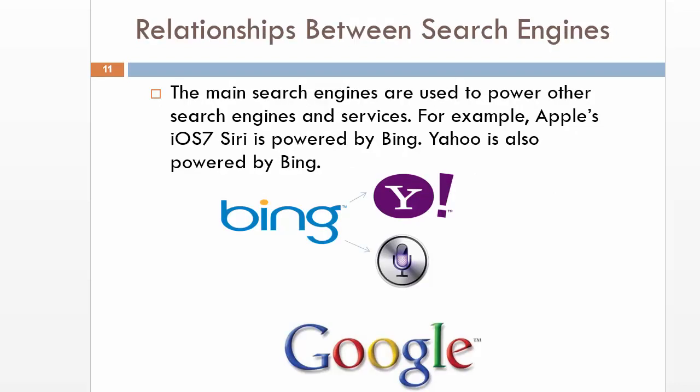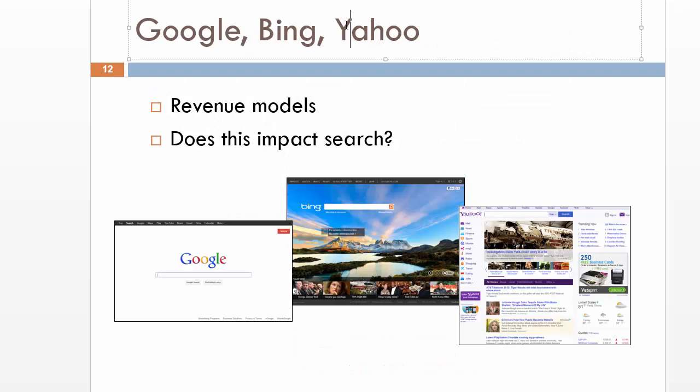And so the main search engines are used to power other search engines and services. For instance, right now, Yahoo uses the same search engine as Bing, and Siri is also powered by Bing. So the main two players are Google and Bing, and the other ones build upon those abilities. So there are really only two main players from the standpoint of search engines and services, not necessarily the interface to them. And again, we're going to have to take Yahoo out of this because they're going to be shutting down.